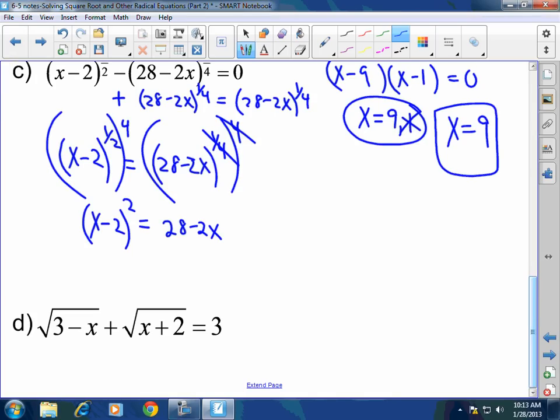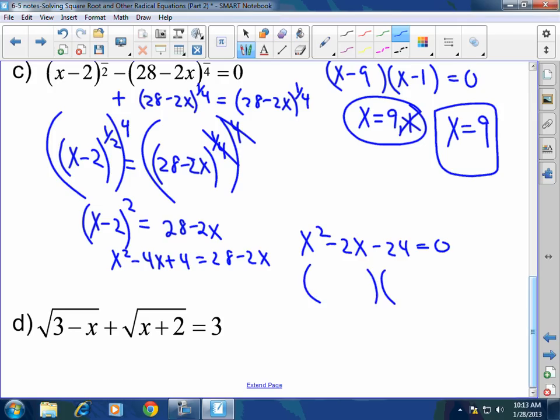So now, in this case, let's go ahead and solve for x. This is x squared minus 4x plus 4 equals 28 minus 2x. Bring over the negative 2x and bring over the 28. So that's going to give you x squared. When I add 2x to both sides, plus, minus 2x, and I subtract 28 to both sides, minus 24 equals 0. x minus 6, x plus 4 equals 0. By the zero product property, x equals 6 and negative 4.